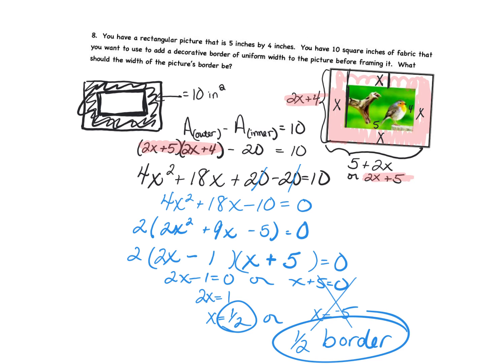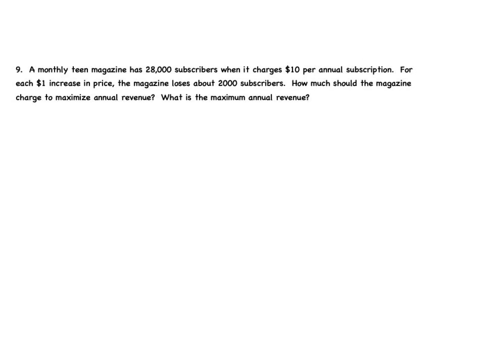Okay, last application. Looks like I'm going back to revenue. A monthly teen magazine has 28,000 subscribers when it charges $10 per annual subscription. For each $1 increase in price, the magazine loses about 2,000 subscribers. How much should the magazine charge to maximize annual revenue?